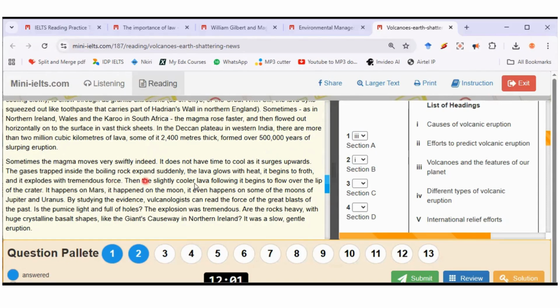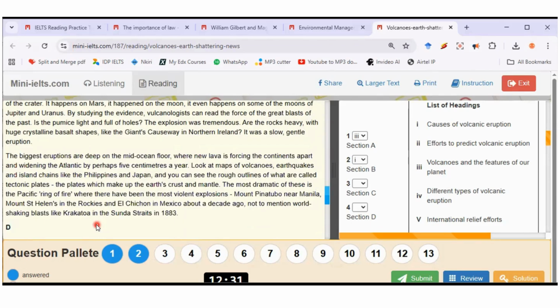Then the slightly cooler lava following it begins to flow over the lip of the crater. It happens on Mars. It happens on the moon. It even happens on some of the moons of Jupiter and Uranus. By studying the evidence, volcanologists can read the force of the great blasts of the past. Is the pumice light or full of holes? The explosion was tremendous. Are the rocks heavy with huge crystalline basalt shapes like the Giant's Causeway in Northern Ireland? It was a slow, gentle eruption.